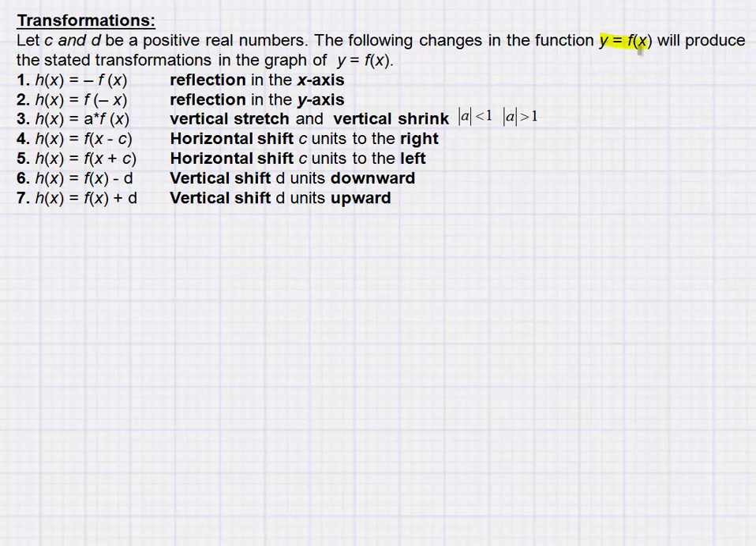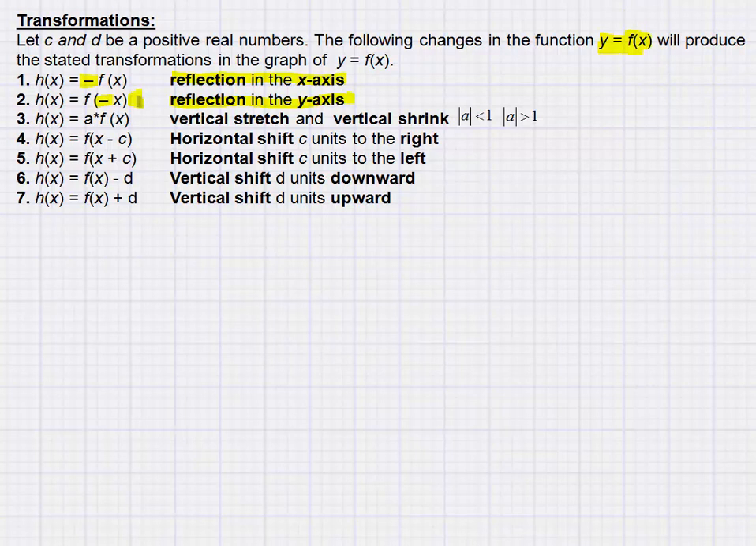So say I'm just dealing with a general function, y equals f of x, and then I want to start changing that function through a transformation. Well, if I reflect it, it depends on where that negative is. If I have a negative inside my function or outside my function, and it's a multiple. So if I multiply by a negative outside my function, the first one is going to reflect in the x-axis. So you're going to flip the graph over the x-axis. If I have a negative inside my function, I'm going to reflect it over the y-axis.